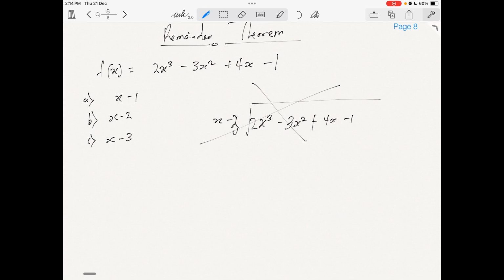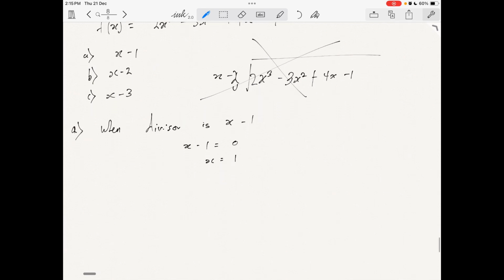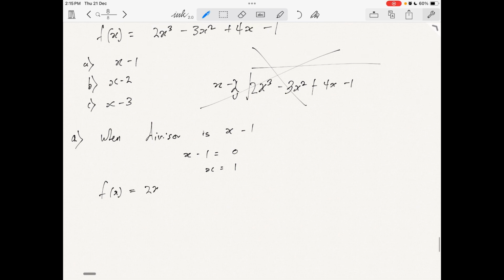Now, let's consider one. When the divisor is x minus 1, we say x minus 1 is equal to 0, and our x will be equal to 1. All we have to do is substitute x equal to 1 in the polynomial f of x. So we have f of x is equal to 2x raised to power 3 minus 3x squared plus 4x minus 1.